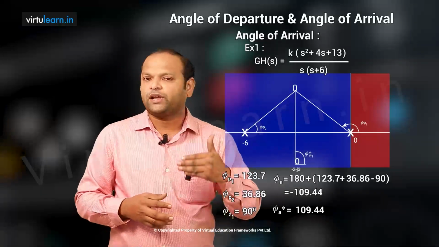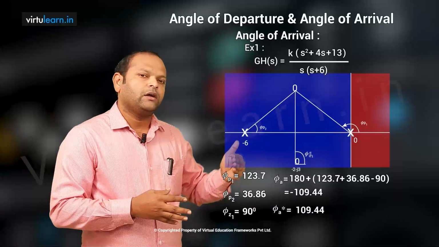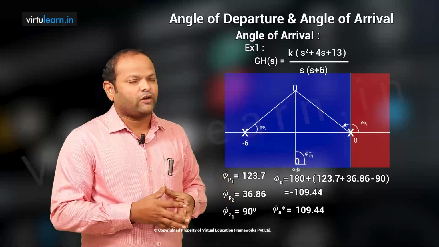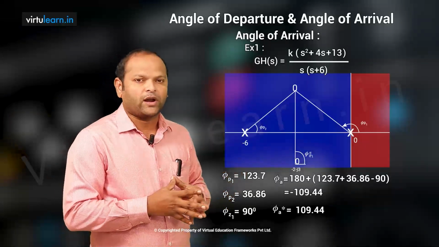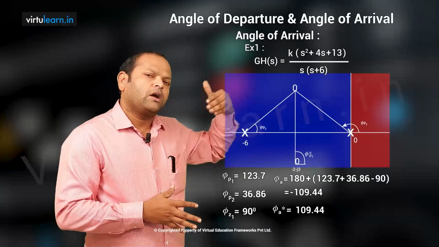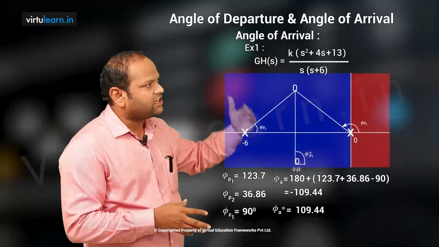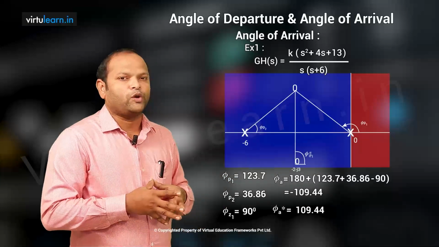If you have complex zeros in the open loop transfer function, then we can find the angle of arrival, and we can find the angle of departure if you have complex poles in the open loop transfer function. Some complex systems will have both complex poles and complex zeros. So we have to calculate each and everything for any given open loop transfer function.